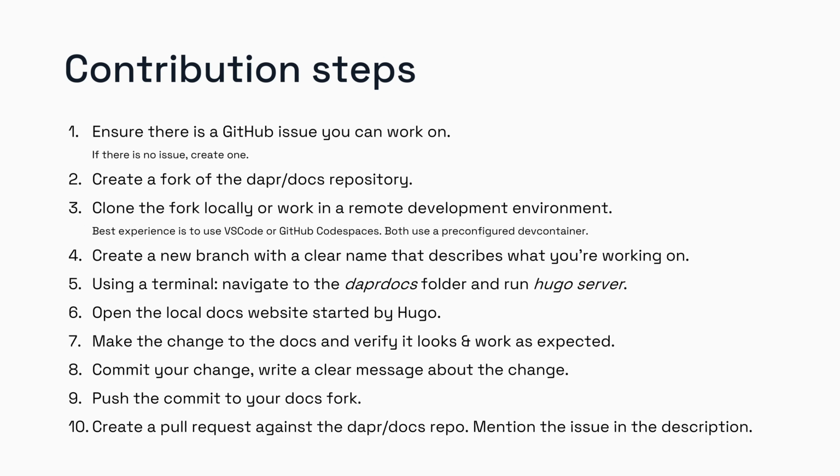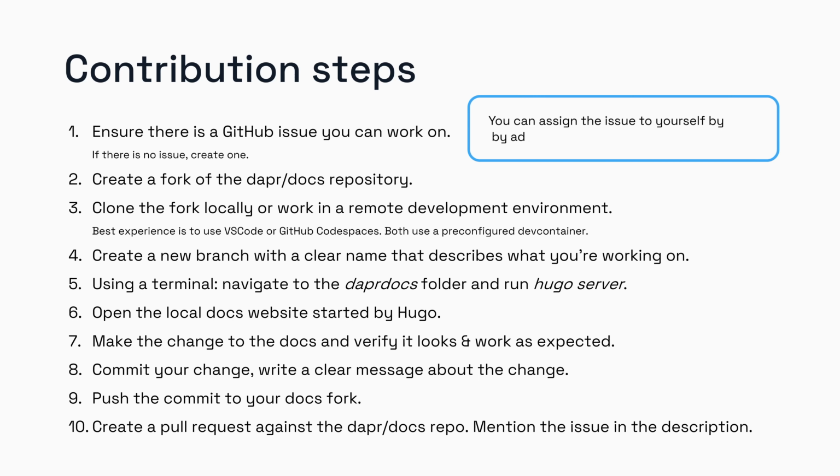These are the steps you need to go through if you want to contribute to the Dapr docs. I'll first read them out loud and then we're actually going to do this so you can see how this works. The first step is to ensure that there is a GitHub issue you can work on. If there is no issue, you can create one. There are different issue templates for that. Once the issue is there, you can ask one of the docs maintainers to assign the issue to you. So that makes it really explicit that you will do the work and that will prevent that someone else will do the same work as you.